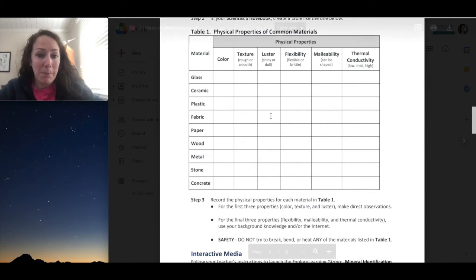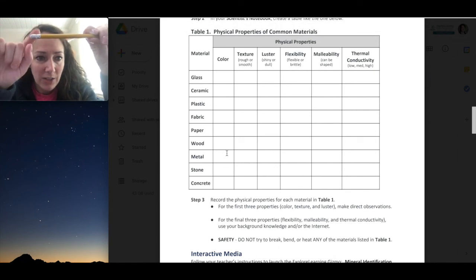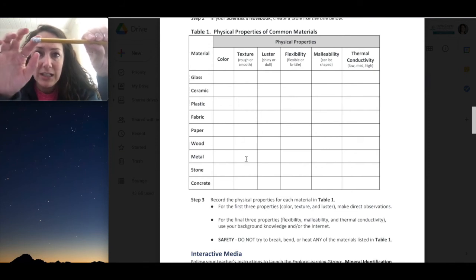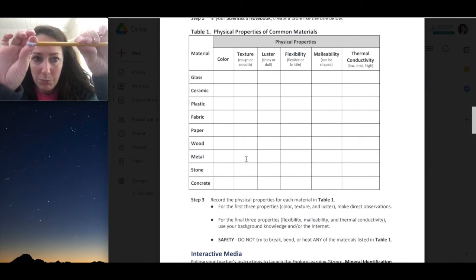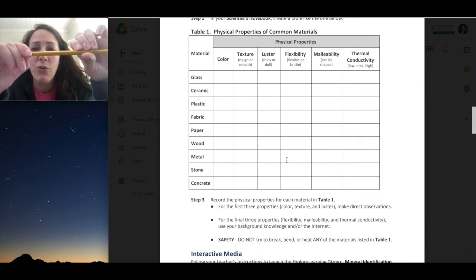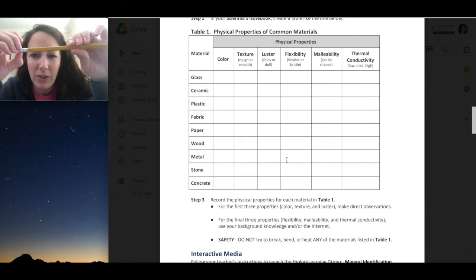Whereas if I looked at the metal, let's say I'm looking at the metal on my pencil here that I was talking about earlier, the color is silver, so I'd say silver. The texture is smooth, it's very smooth in most places. The luster is shiny, you can tell as I move it around, it's very shiny. Is it flexible? I know from past experience as a kid bored in class that I can bend this, okay? So I know that this metal is flexible.